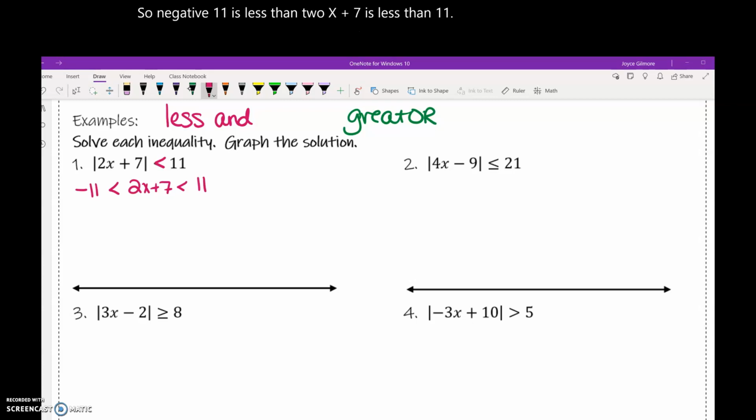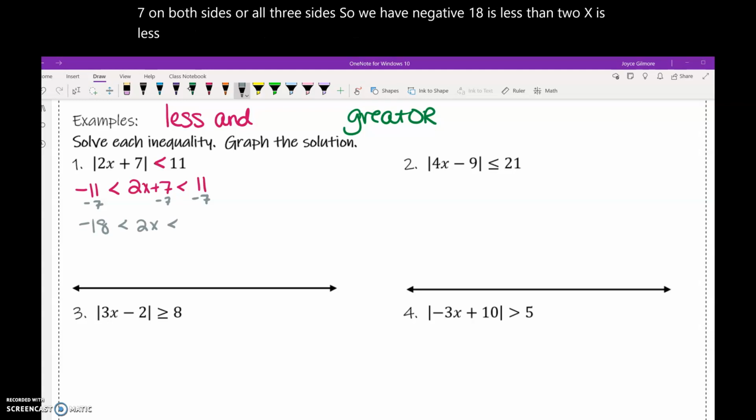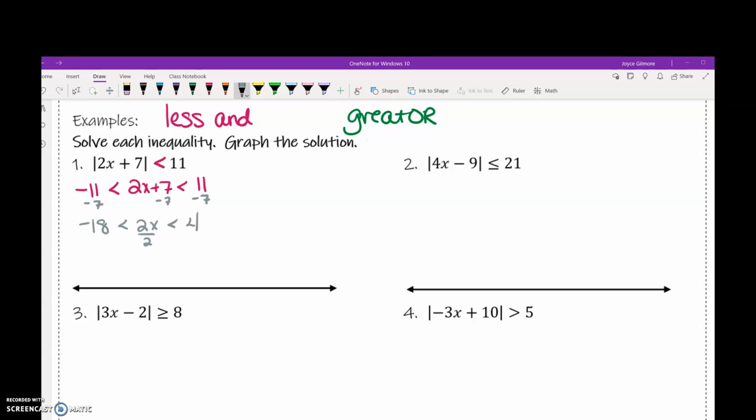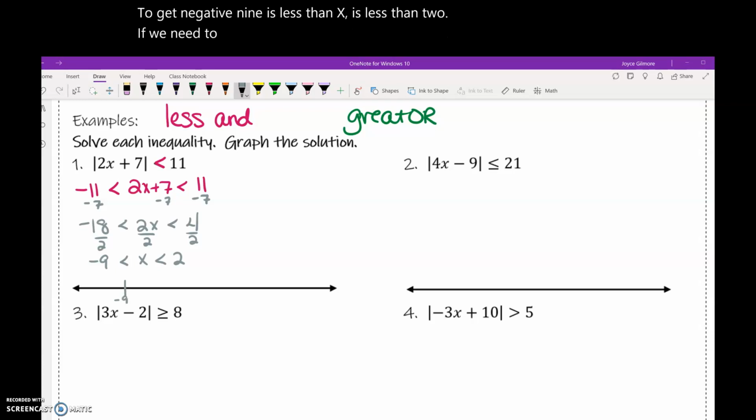Now let's solve this and inequality. We solve this and inequality by subtracting 7 on both sides, or all 3 sides. So we have -18 is less than 2x is less than, why is this hard in my head? 11, 10, 9, 8, 7. That's 4. Then we divide all 3 sides by 2, to get -9 is less than x is less than 2. If we need to graph this, put -9 on the graph, put +2 on the graph, open circles, and shade in between.